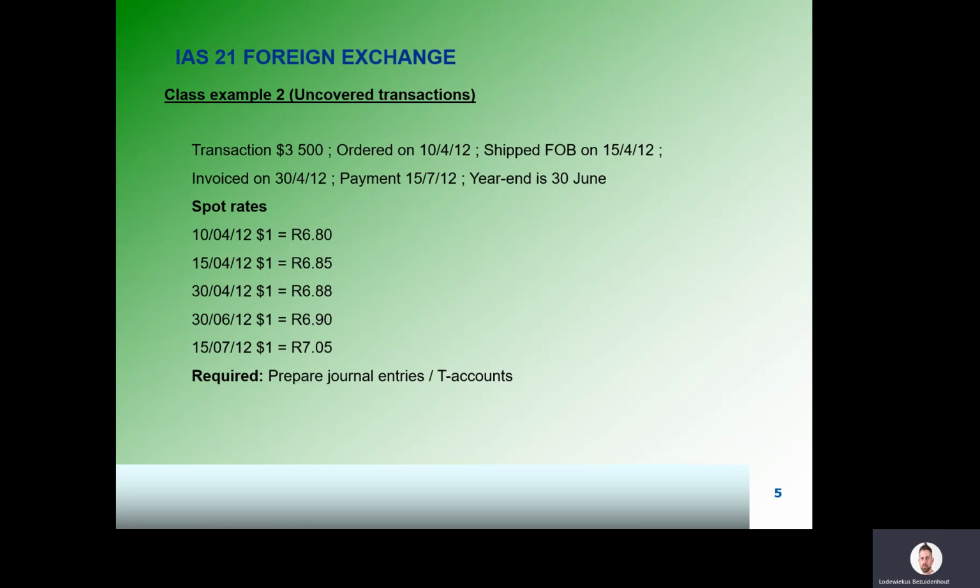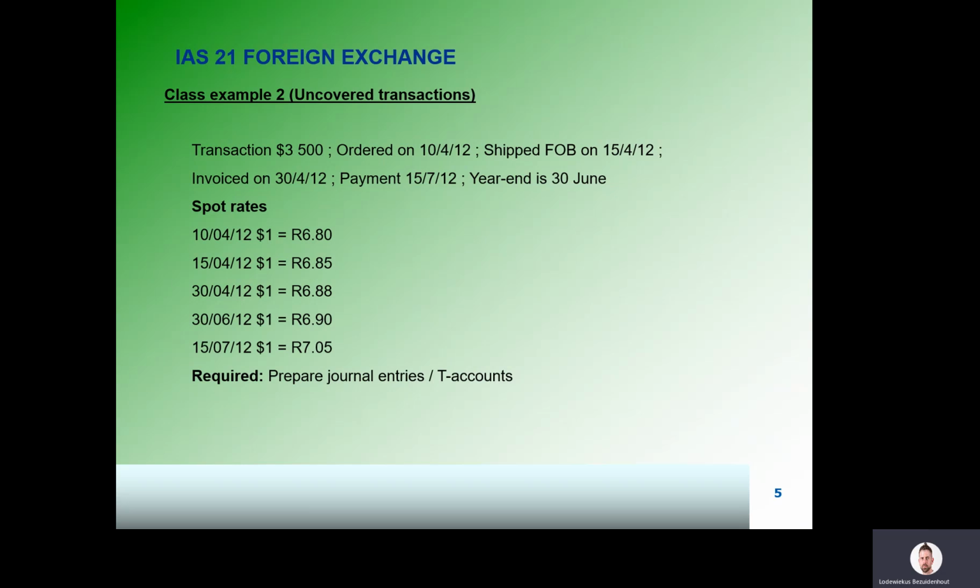Then we have class example 2. Class example 2 is with a few extra amounts and transactions in it, but this is still basically the same as what we just did. All right, so the transaction amount is $3,500. We ordered it on the 10th of April. It was shipped on the 15th of April. It was invoiced on the 30th of April, and we made a payment on the 15th of July. And the year end is 30 June.